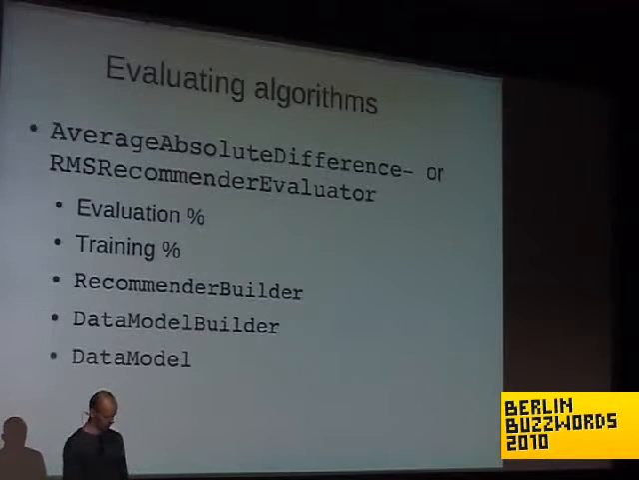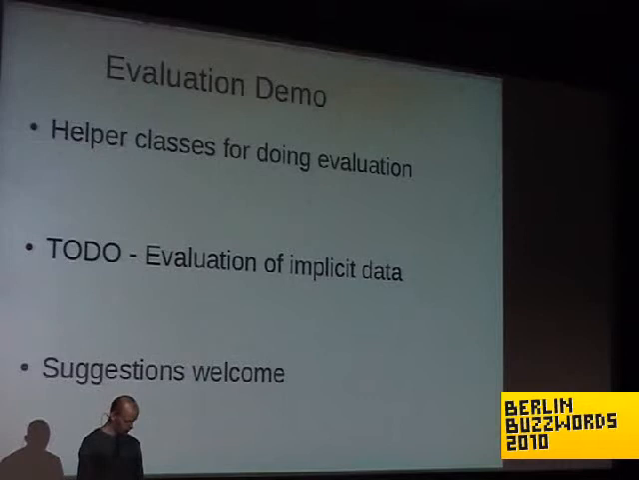Okay, so now I'm going to show you a little demo. I made a few helper classes for doing evaluations. The idea is to also extend this with evaluation of implicit preferences, and to make it easy to, for a given data set, evaluate some algorithms on it and get an idea of what are some good ones for this particular data set.